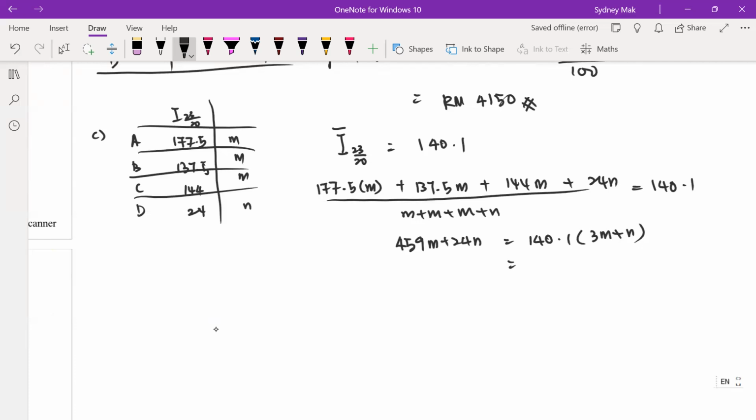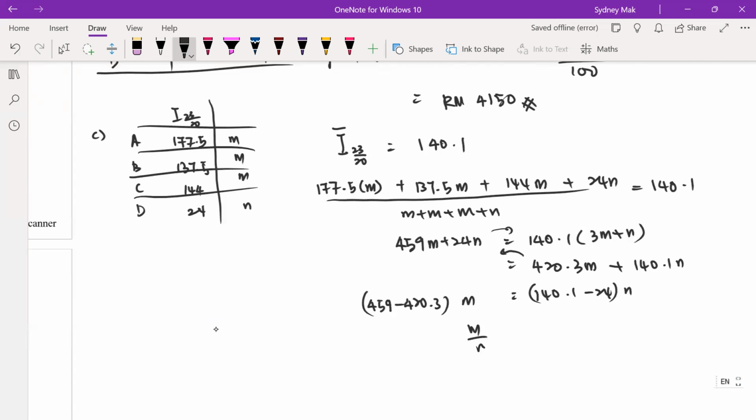Okay. 420.3M plus 140.1N. And let's group the like terms together. M goes there, the N comes here. So we have 459 minus 420.3, and that's for M, equivalent to 140.1 minus 24, N. Okay, then we write M over N, because I want to find the ratio of M and N.